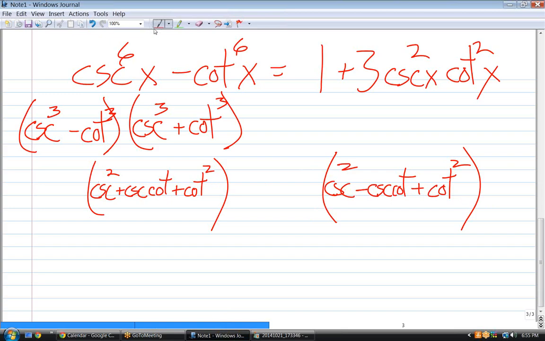Let's see, can I reduce anything? Cosecant squared plus cotangent squared, unfortunately, is not equal to anything. Let's see. Cotangent squared plus 1 equals cosecant squared, which makes cosecant squared plus cotangent squared not anything. So how, when you multiply that by that, do you get this? Well, let's multiply it, see what we get.